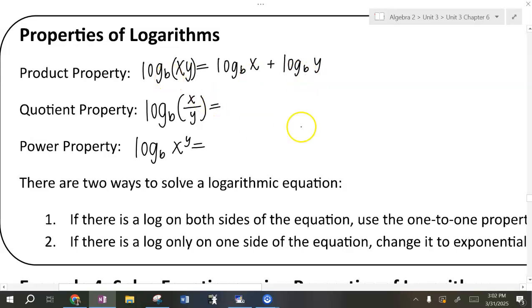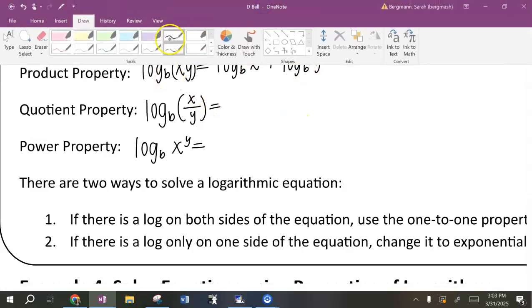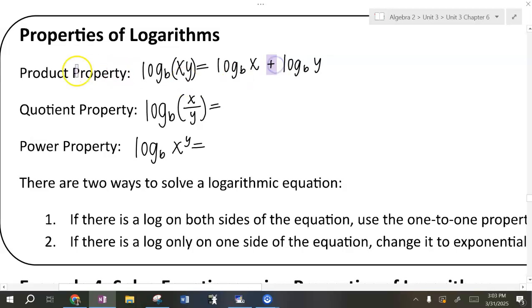It's base b. And it might help you to remember that when you have two logs added together, you don't add together the x and the y. You kind of think about that plus sign turned a little bit. It could kind of look like a times in between the x and the y.